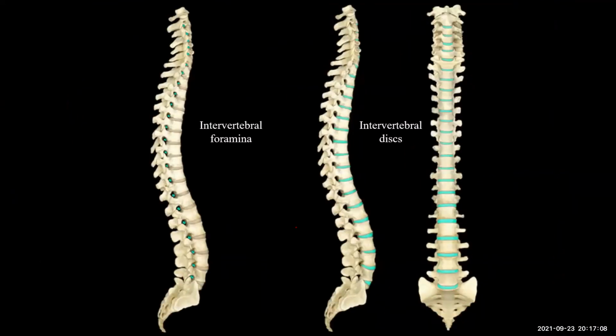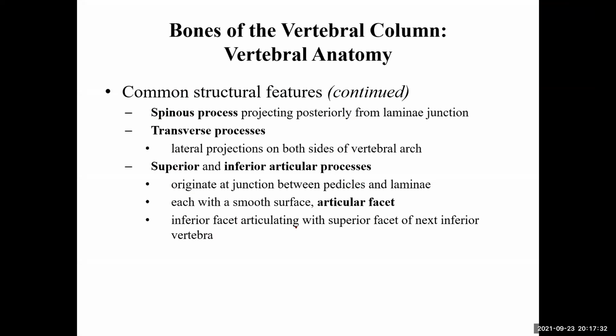Okay, so intervertebral foramina, look at the name of these structures. Intervertebral, between two vertebrae. Intervertebral discs are the discs that are found in between two vertebrae. Intervertebral foramina is a foramina found in between two vertebrae. The names will help you with that.